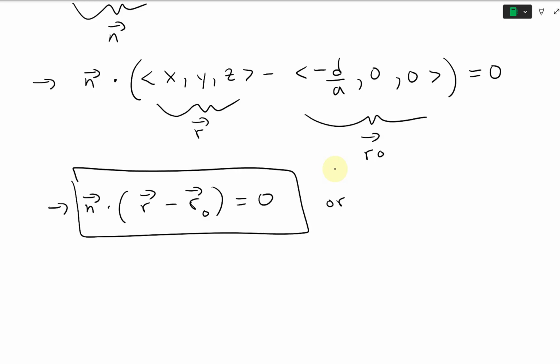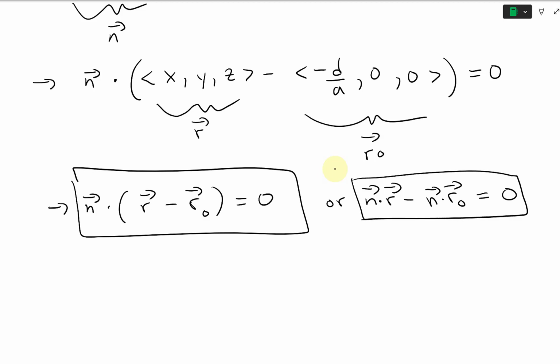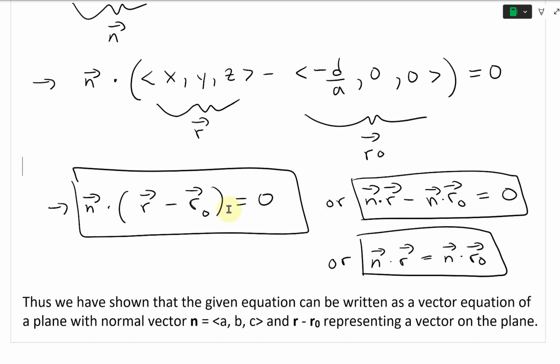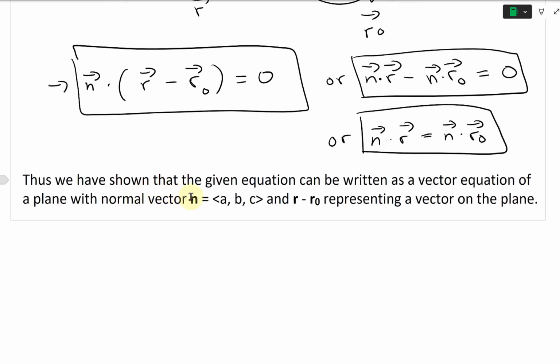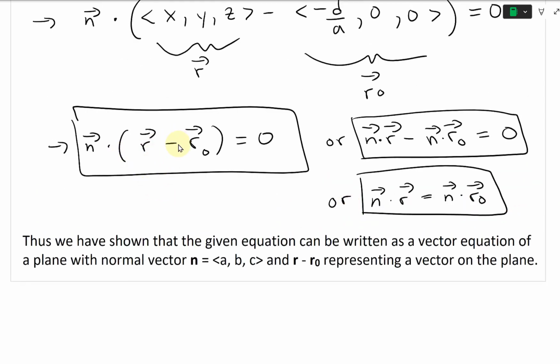Or we could multiply this inside n. So n dot r minus n dot r naught like that equals 0. So we could do this, and then move this over, or finally move this over. This is going to be n dot r equals n dot r naught. Put this like that. And these are all just the vector equations of a plane. So thus we have shown that the given equation can be written as a vector equation of a plane with normal vector n equals ABC and r minus r naught representing a vector on the plane. So there's this r minus r naught there.